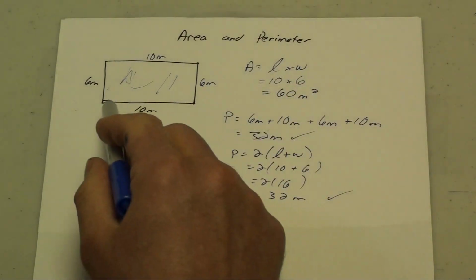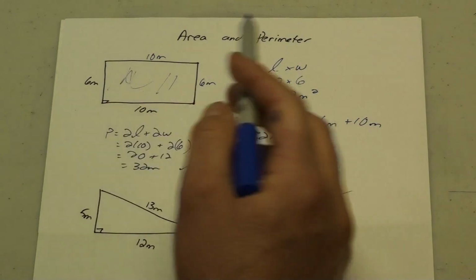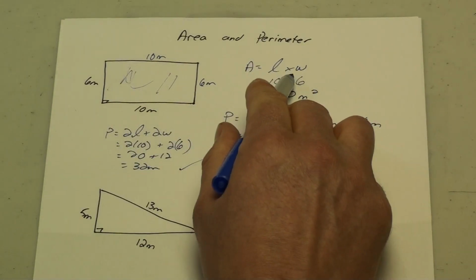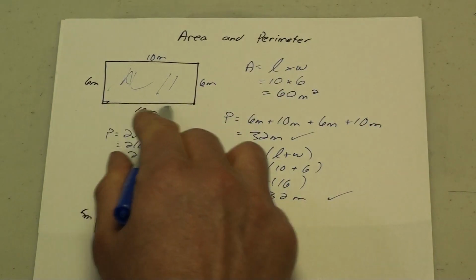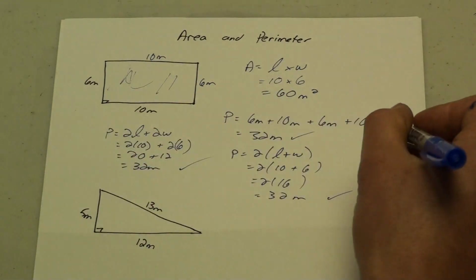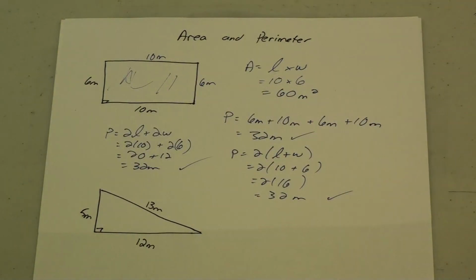Bottom line is, for perimeter, you're just adding up all the outsides. Area is length times width, which is how much is on the inside. Perimeter is adding up all the outsides. And like I said, there are 3 different ways you can do the perimeter.